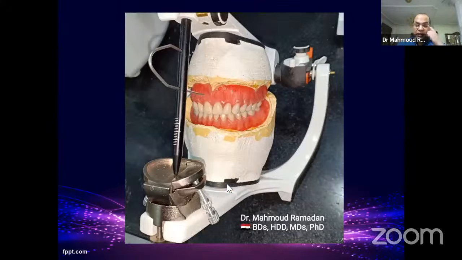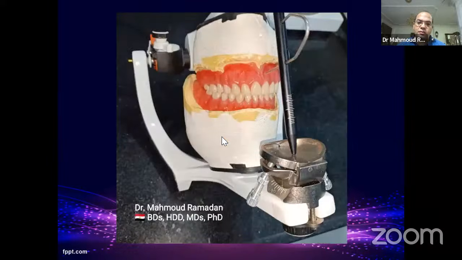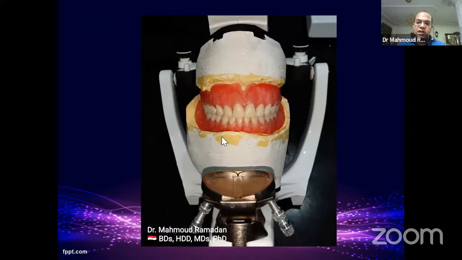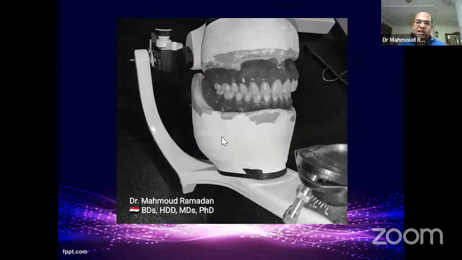Here, as you see, the lab work is also very important to achieve your patient satisfaction during the try-in visit. The characterization of wax like this gives high aesthetics for your denture to mimic the natural aesthetics for your patient, which will lead to your patient satisfaction. You see here from different angles.